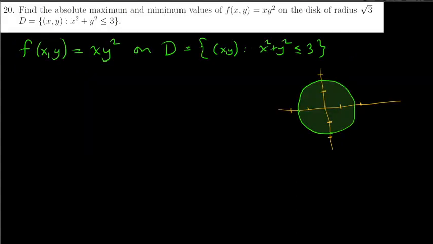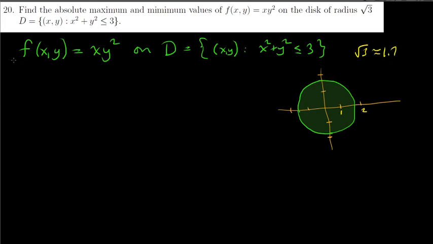Number 20. Find the absolute maximum and minimum values of the function f of x, y equals x y squared on the disk of radius square root of 3. So that's x squared plus y squared is less than or equal to 3. I drew the disk here, so this is 1, this is 2. Square root of 3, if you remember, is about 1.7, so that's the radius.